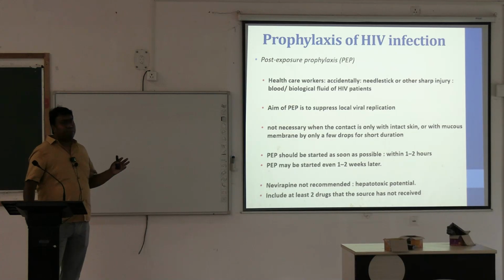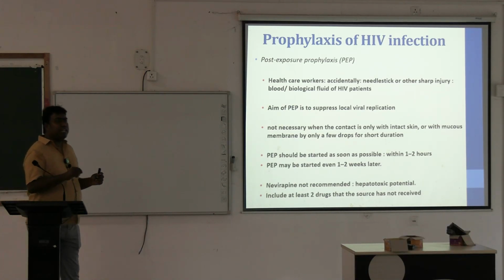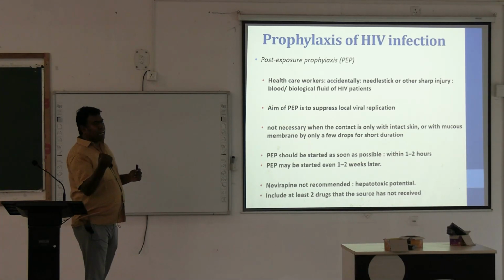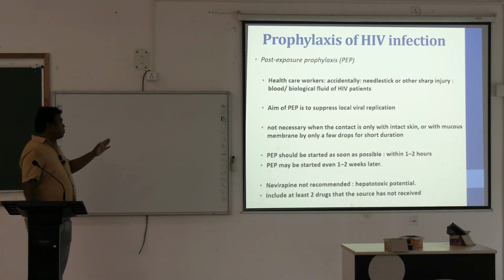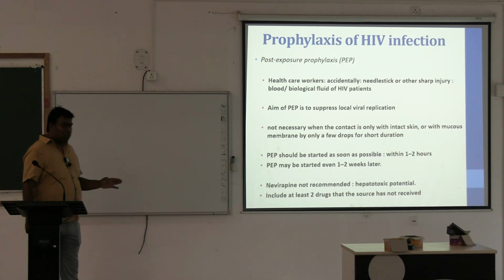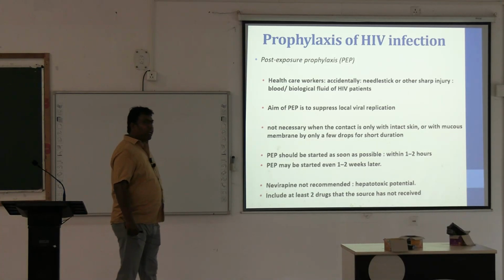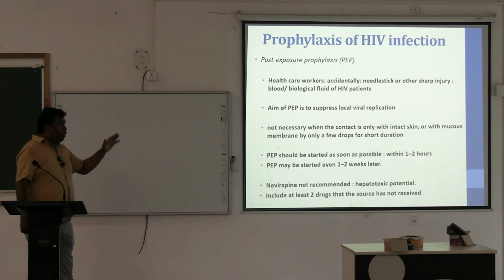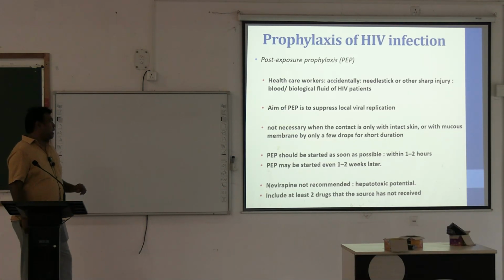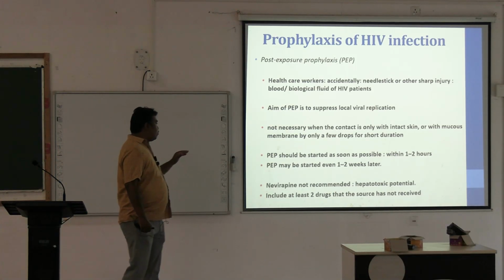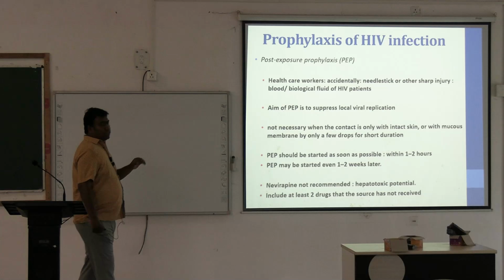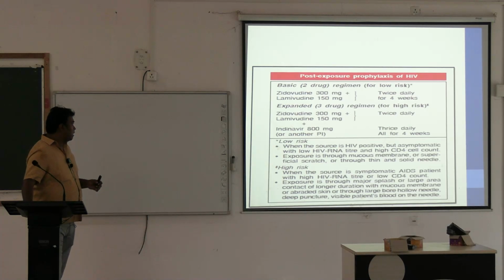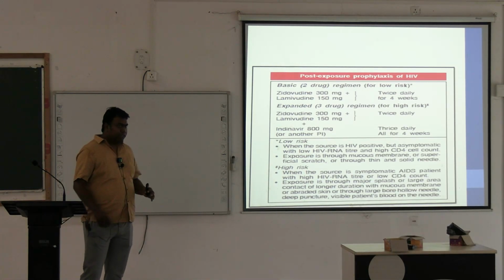Post-exposure and pre-exposure prophylaxis. Post-exposure means if there is a needle prick and you come to know this patient has HIV infection. So, when to start? As early as possible within 1 to 2 hours, but it may be started even after 2 weeks. Nevirapine is not indicated for post-exposure prophylaxis due to hepatotoxicity. Include at least 2 drugs that the source patient with HIV is not receiving. These are the post-exposure prophylaxis primarily.